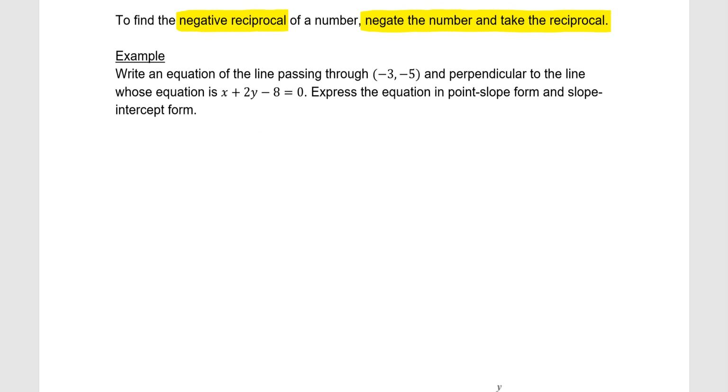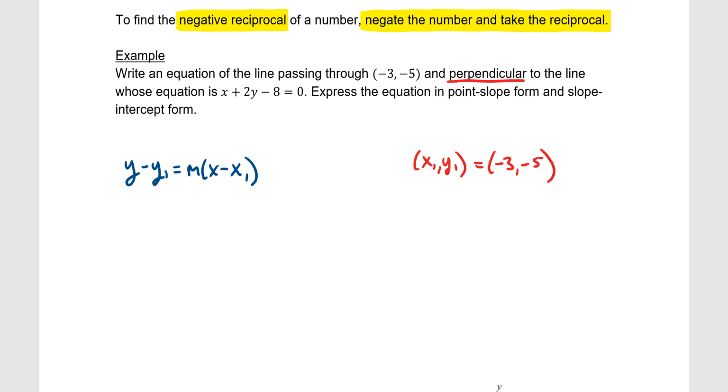Okay, let's see an example. Write an equation of a line passing through (-3, -5), and it is perpendicular to x plus 2y minus 8 equals 0. And we want the equation in point-slope form and slope-intercept form. So let's go ahead and start with point-slope form as usual. And we are given our point, (-3, -5), and we need our slope. So our slope here is going to be the negative reciprocal of this line's slope.